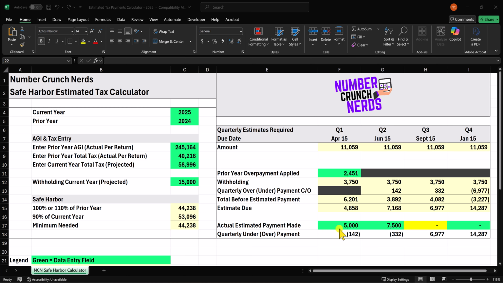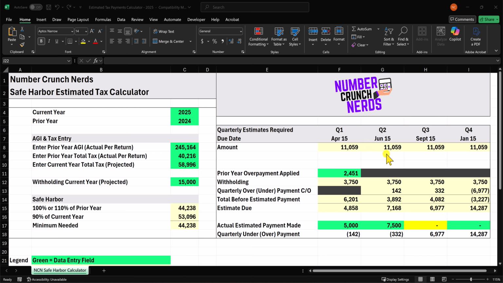We are now working on Q3, so let's assume Q1 is already done and your actual estimated payment made was $5,000. You're one of those people that likes to round up. A lot of people like to do that. They see an estimate due like $4,858 and they go ahead and cut a check for $5,000. They round up. And therefore, on this line right here, we would have an overpayment or an underpayment for the quarter, just depending on how much you paid versus how much was due. In this case, we paid a little bit more than what was actually due for Q1, and therefore we have an overpayment indicated by a negative number on this row of $142.